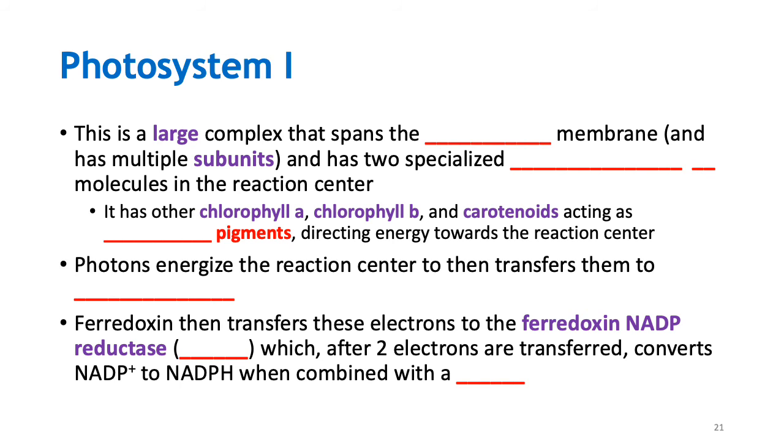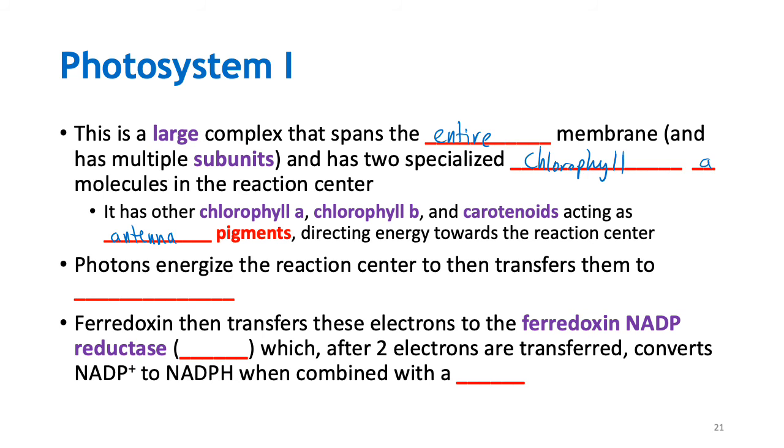So photosystem 1 is a very large complex, as you may imagine, and it spans the entire membrane as well, just like photosystem 2 did. It also has multiple subunits and 2 specialized chlorophyll A molecules at the reaction center. It has other chlorophyll A and chlorophyll B and carotenoids acting as what we call antenna pigments, directing energy towards the reaction center. So they act kind of like what an antenna does in your car. It helps to receive things and direct it towards the source. And that's exactly what these act as, antenna pigments. They direct photons towards the reaction center, the P700 center.